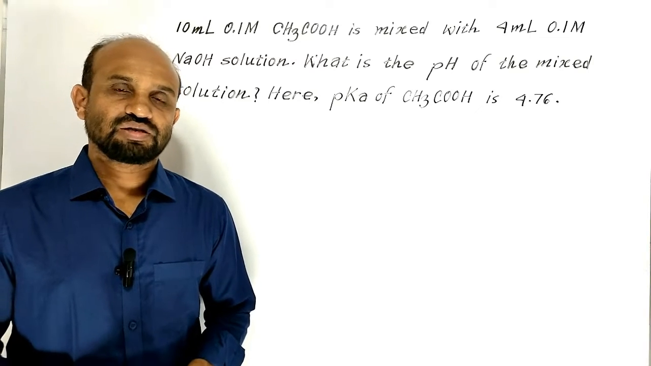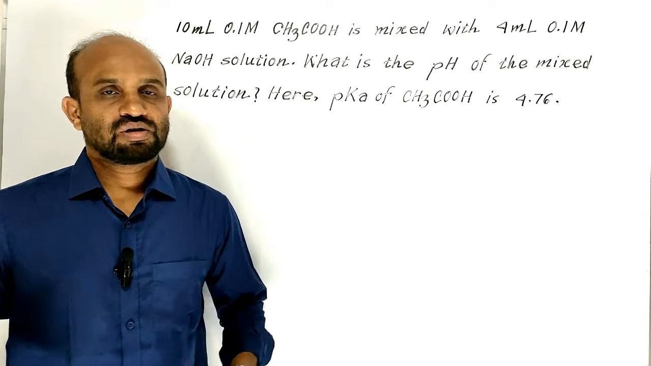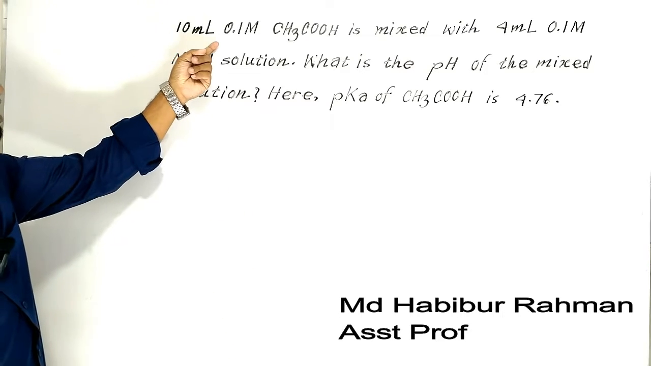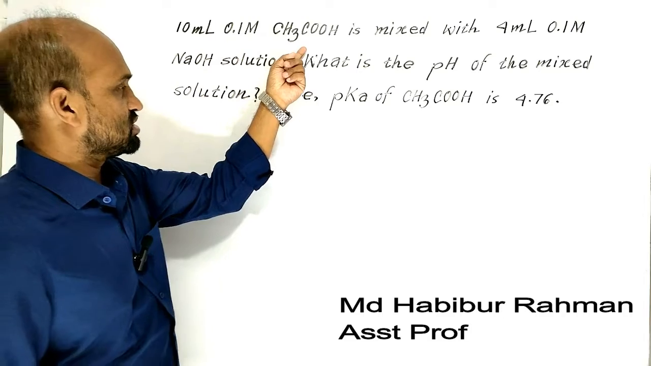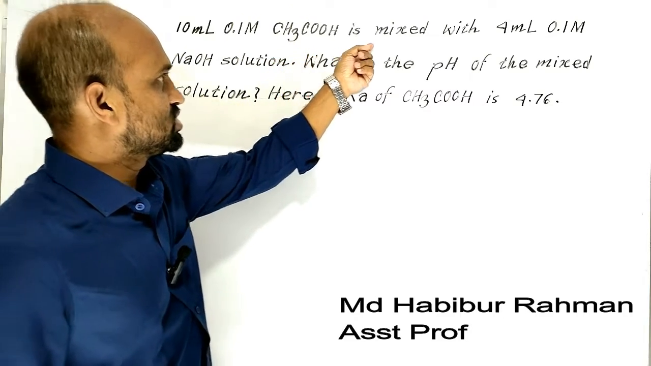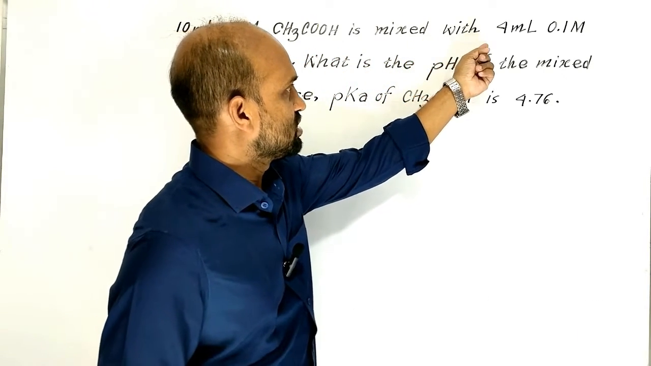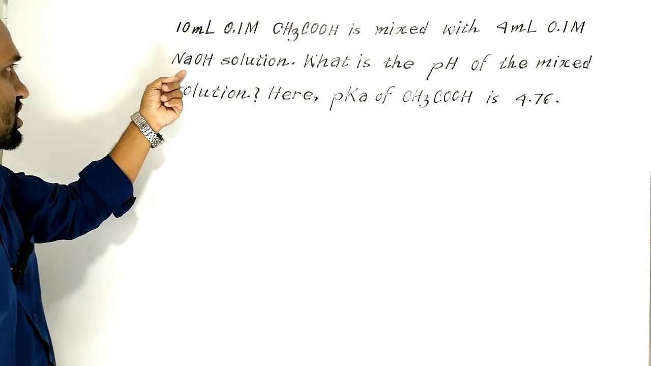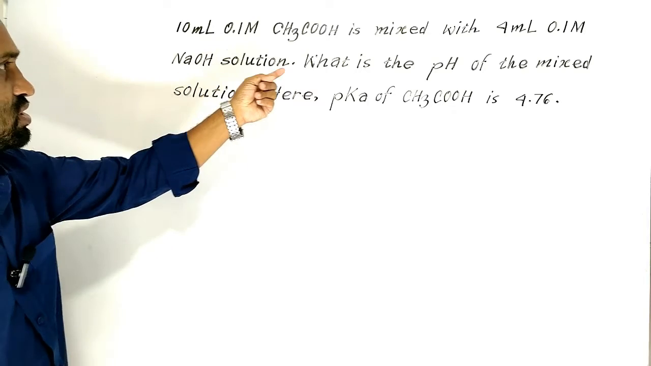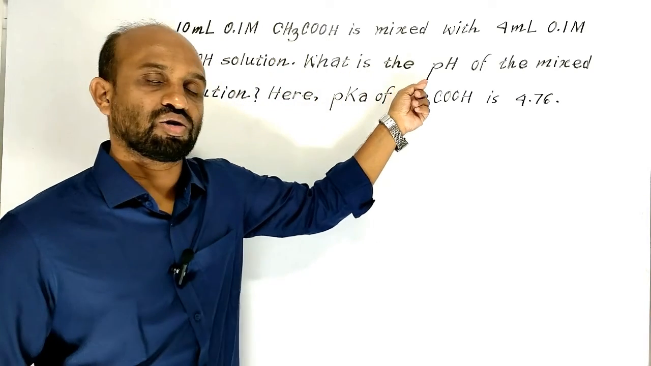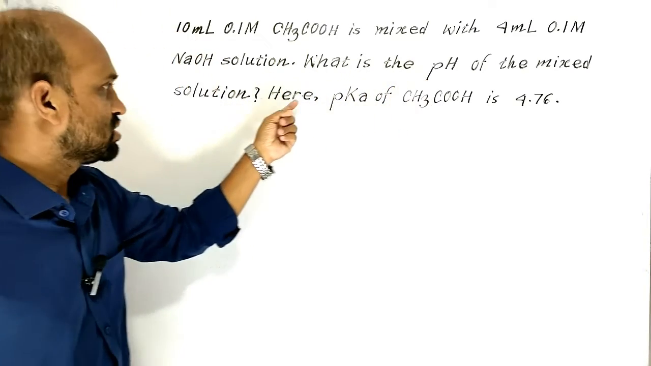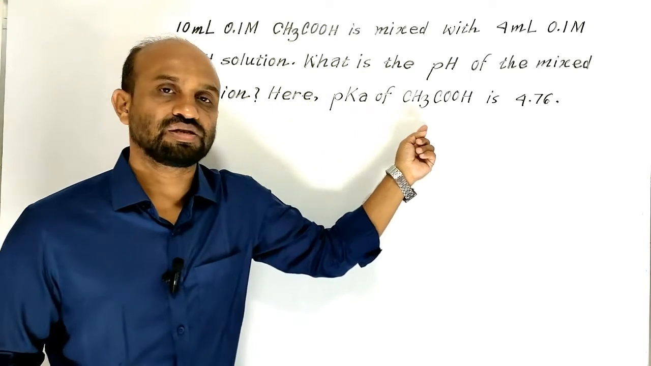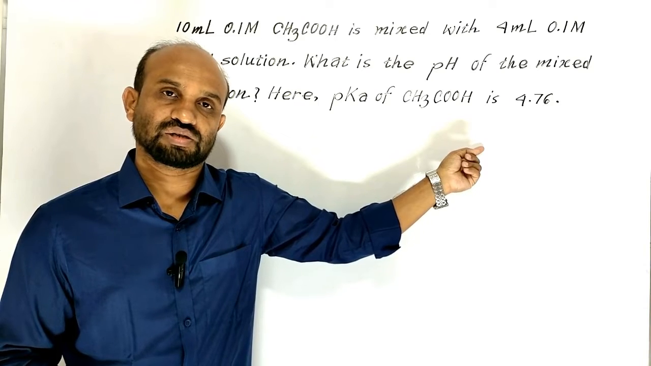A mathematical problem related to buffer solution. Let's look at the problem. 10 milliliter 0.1 molar acetic acid is mixed with 4 milliliter 0.1 molar sodium hydroxide solution. What is the pH of the mixed solution? Here, pKa of acetic acid is 4.76.